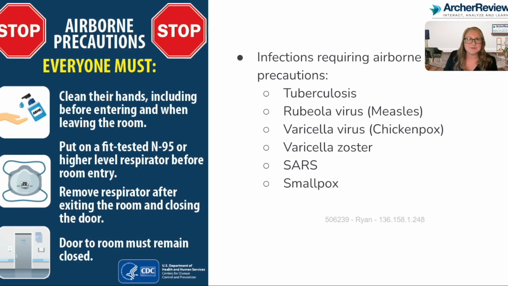Last but not least, for those special pathogens that can remain alive in the air for long periods of time, we need those airborne precautions. Pathogens that can do this are things like TB, rubeola, that's your measles, varicella virus, the chickenpox, varicella zoster, that's that shingles virus, SARS, and smallpox. They remain alive in the air for a long time, at least 10 minutes, which means we need a mask that can actually deal with special air handling. So it's an N95 mask or higher.